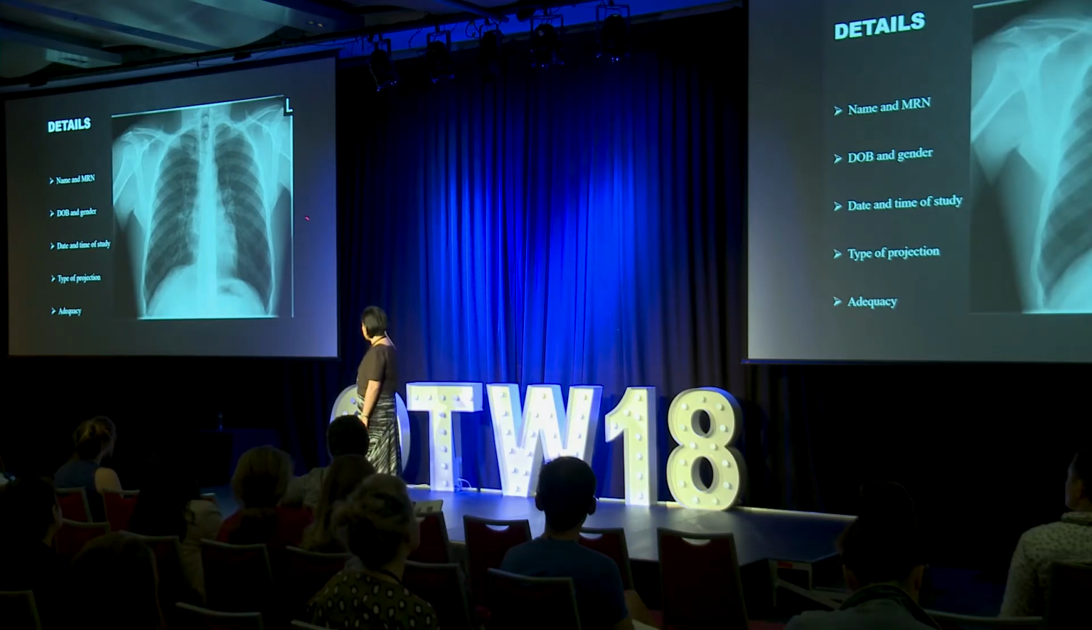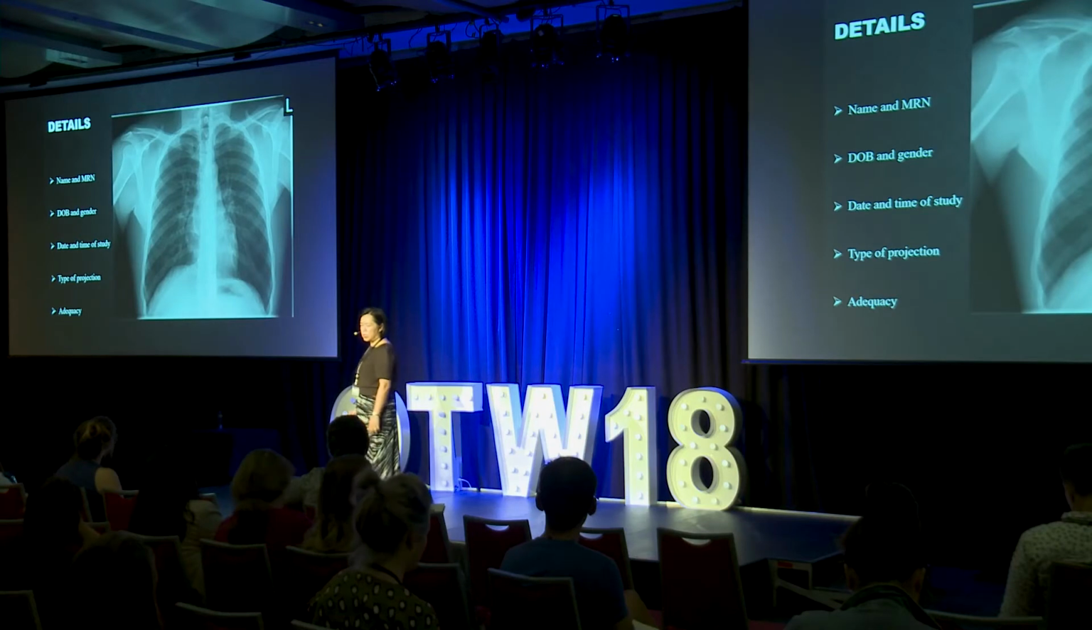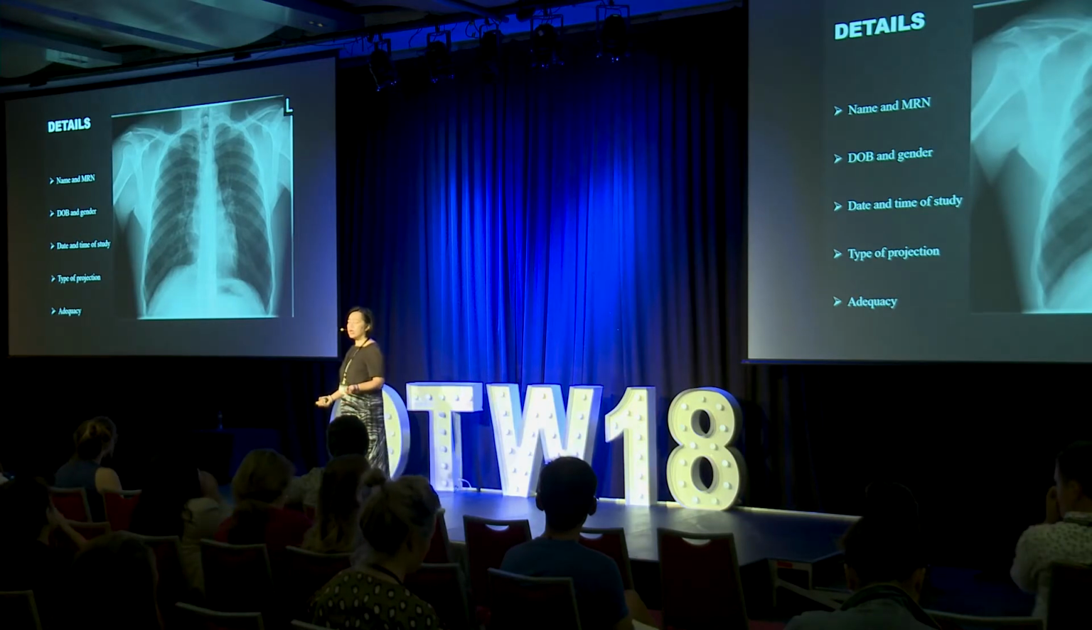You also want to make sure that from a medial-lateral point of view, you include the lateral costophrenic angles. Sometimes in ICU patients or patients who are really unwell, it's very hard to get an adequate chest X-ray because they're slumped to the side or rotated. But ideally, you should really get a full look at the lung fields.